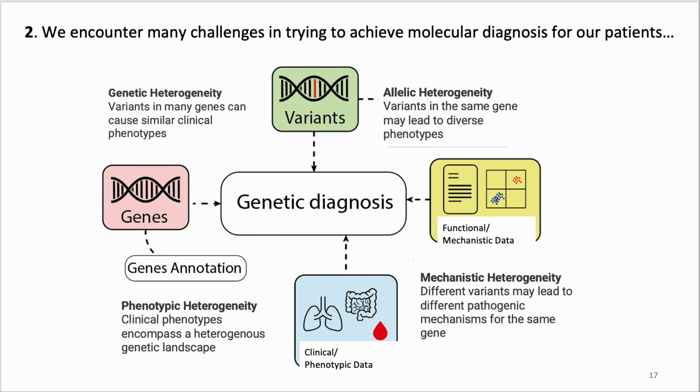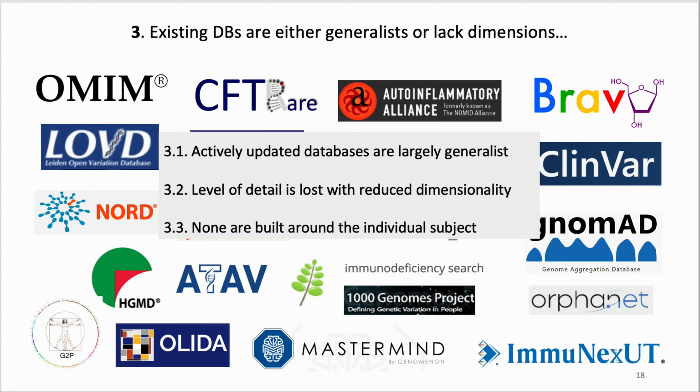Of course, with the IEI genetic landscape, we encounter many challenges when we try to achieve molecular diagnosis for our patients. And even after achieving molecular diagnosis, there are still many, many questions that arise. And this, of course, is due to the incredible genetic, allelic, phenotypic, and mechanistic heterogeneity we see amongst IEIs. Our existing databases often are generalists in the sense of not being specifically considerate of IEI-related genetic landscape paradigms, or they may not be able to provide all of the dimensionality that we aim to achieve. And many opportunities are lost here for discovery. So we try to provide no loss of dimensionality, but also try to focus our efforts on an immunogenetic specific landscape.